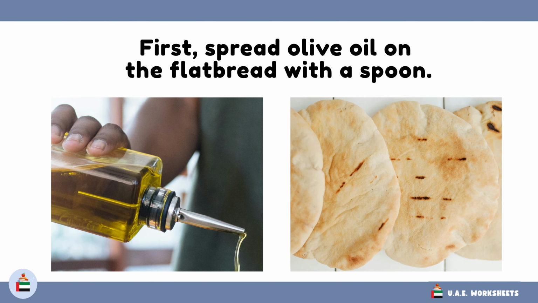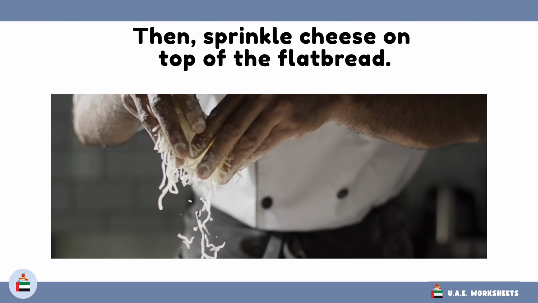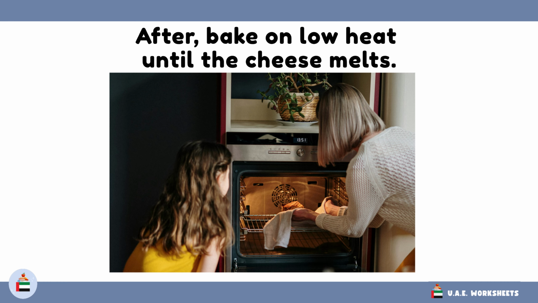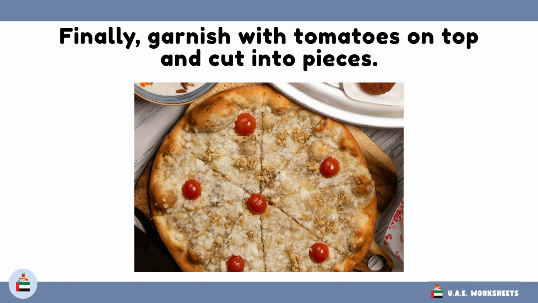First, spread olive oil on the flatbread with a spoon. Then, sprinkle cheese on top of the flatbread. After, bake on low heat until the cheese melts. Finally, garnish with tomatoes on top and cut into 8 pieces.